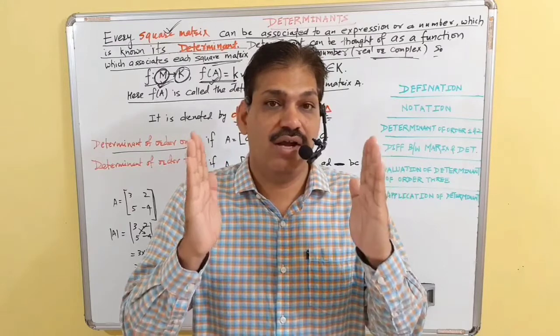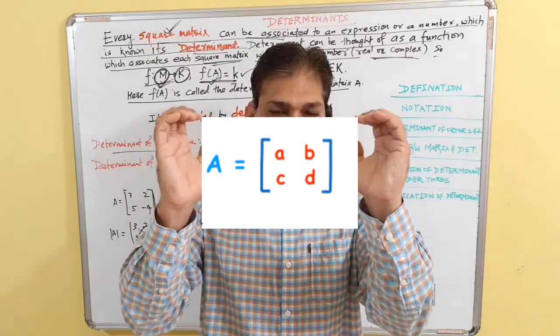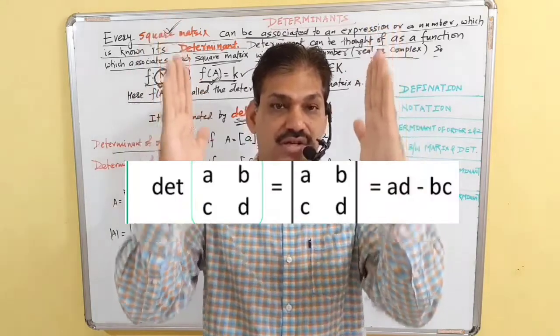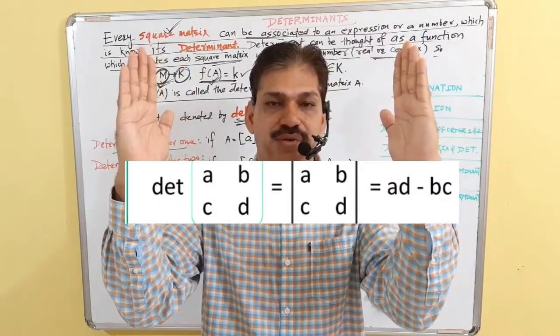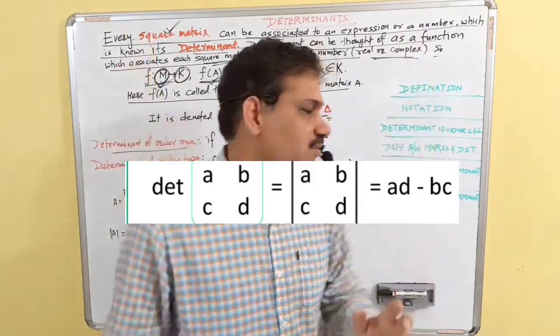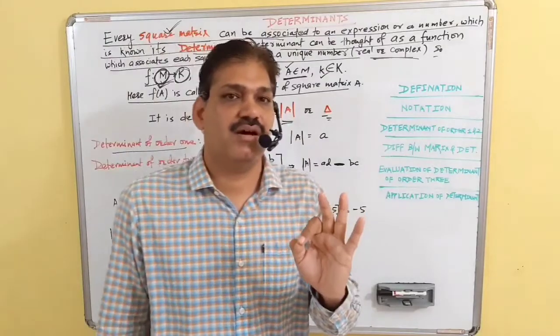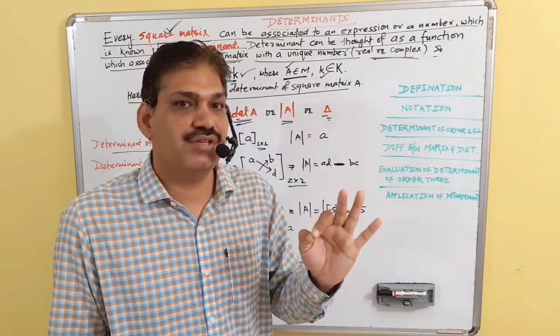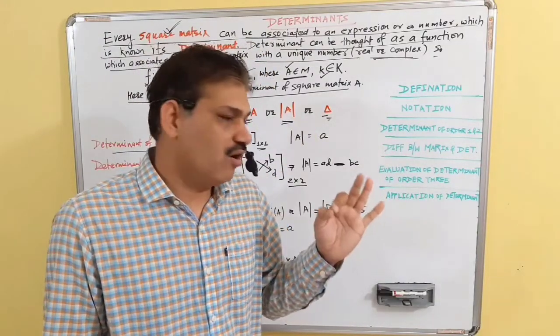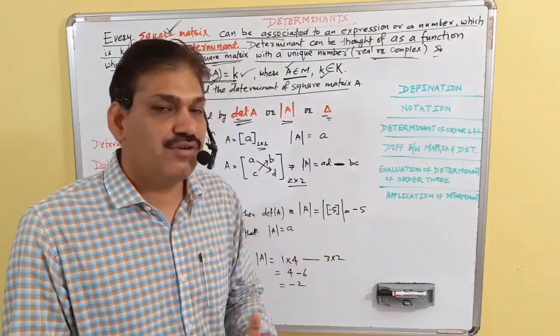Second thing, while writing, matrices were written in the square brackets, but determinants are written between the vertical bars. What will we use for a determinant? Vertical bars, and this vertical bar should not be confused with the modulus sign or the absolute value sign. No, it is not about absolute value.